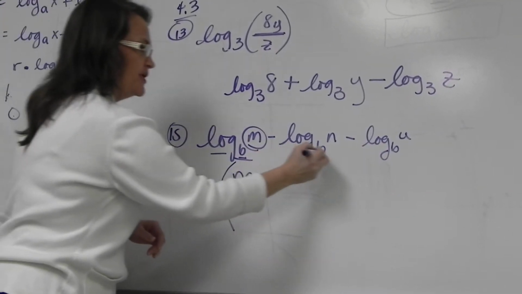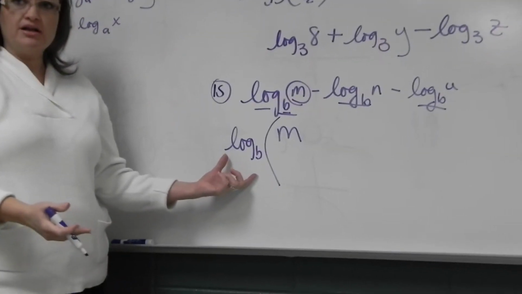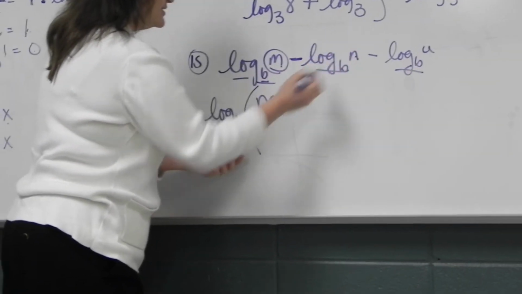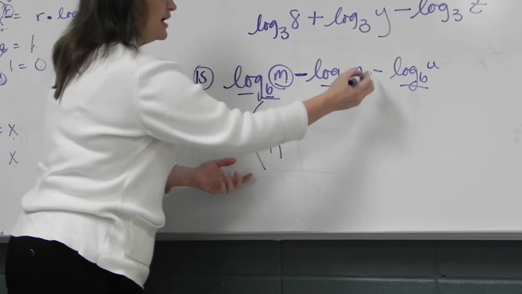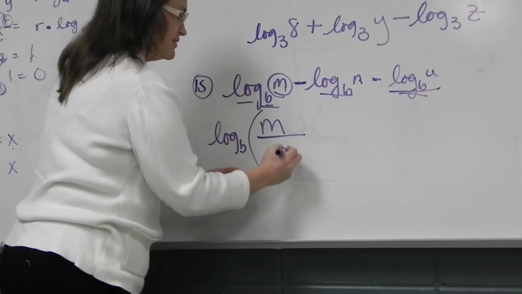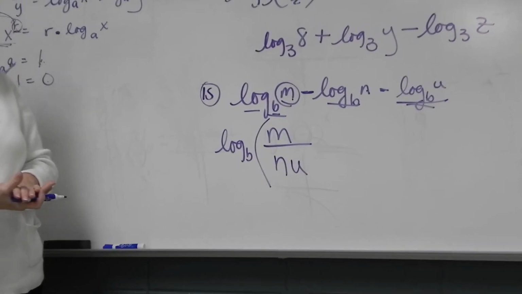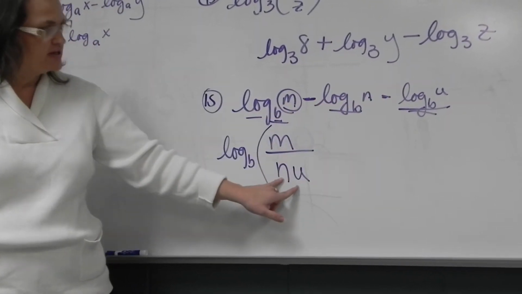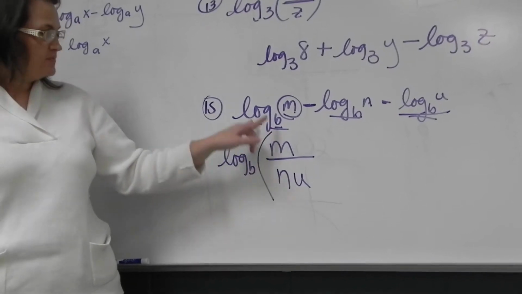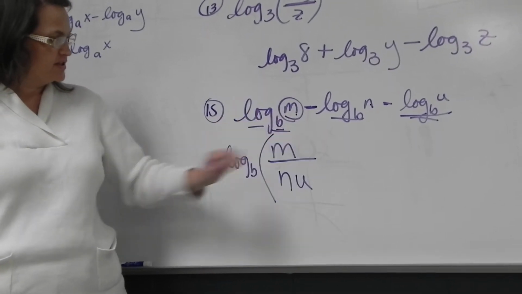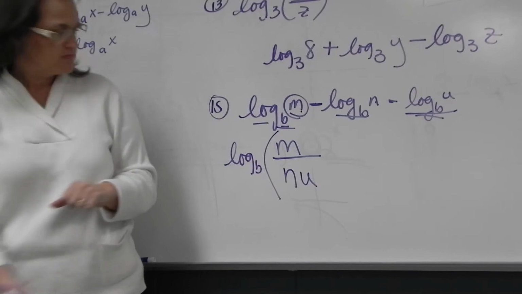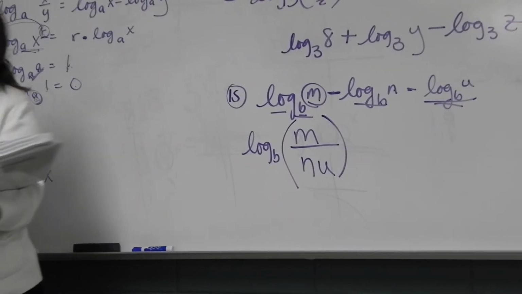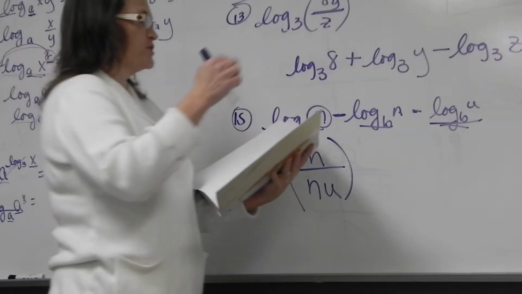So all log base b, so like bases, so we can write it as one log base b. M, because it's minus, that's divided by n. And another minus, it's also divided by u. So that's all we need to do to that, is just know that because these are both minus, they will wind up being divided. The m was positive, top starts it out. Okay, number 14 now.